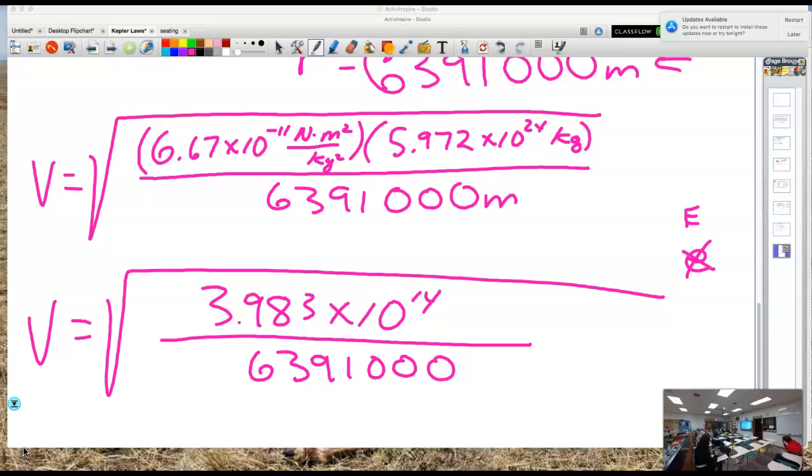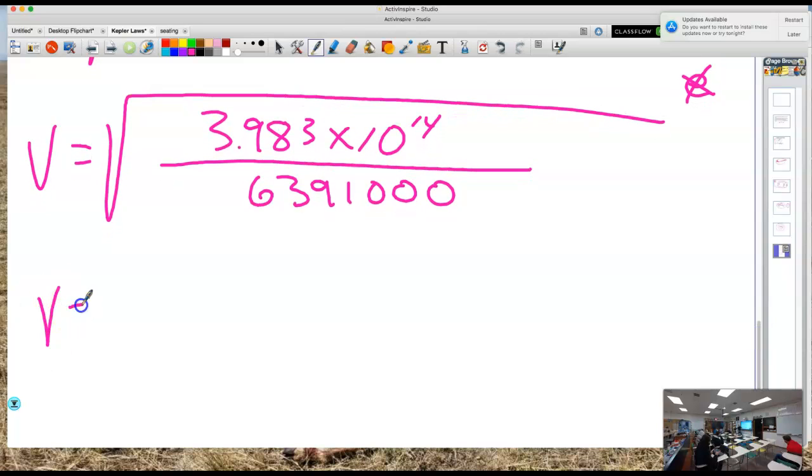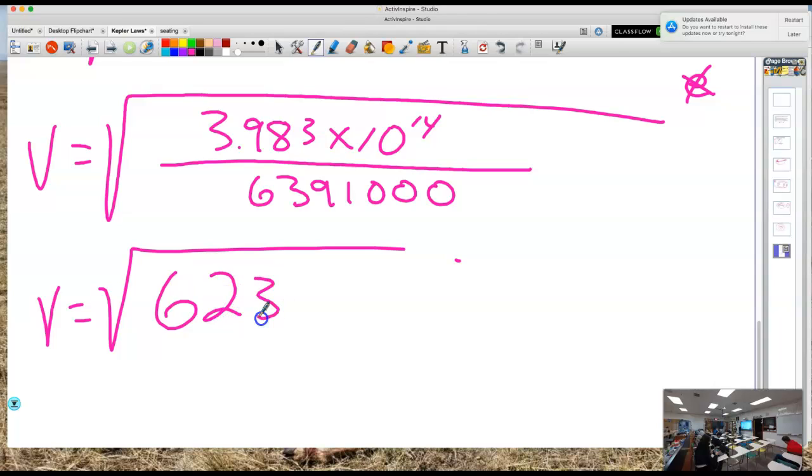Everybody else? Okay, so now take this one: 3.983 times 10 to the 14th divided by 6391,000. I got 6232. Wait, 6, 2? 2, 3, 2, 2, 0. Like that? There's two 2s. 3, 2, 2. Like that? Yeah.